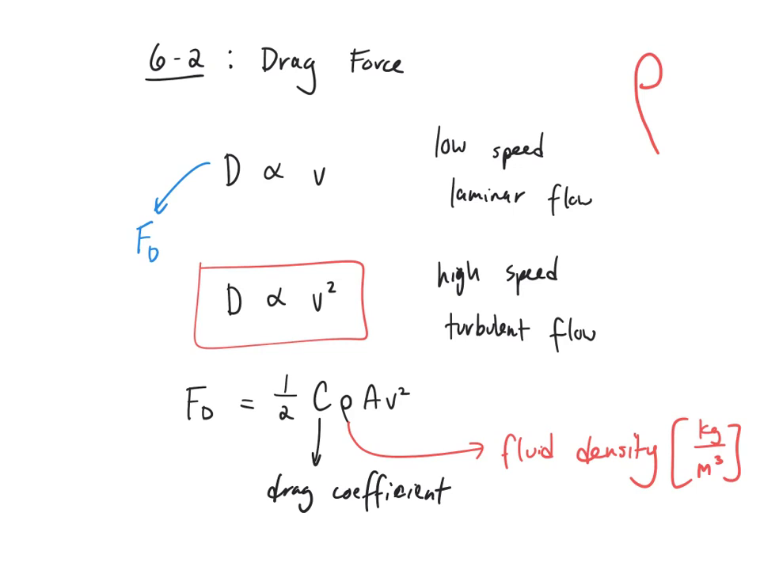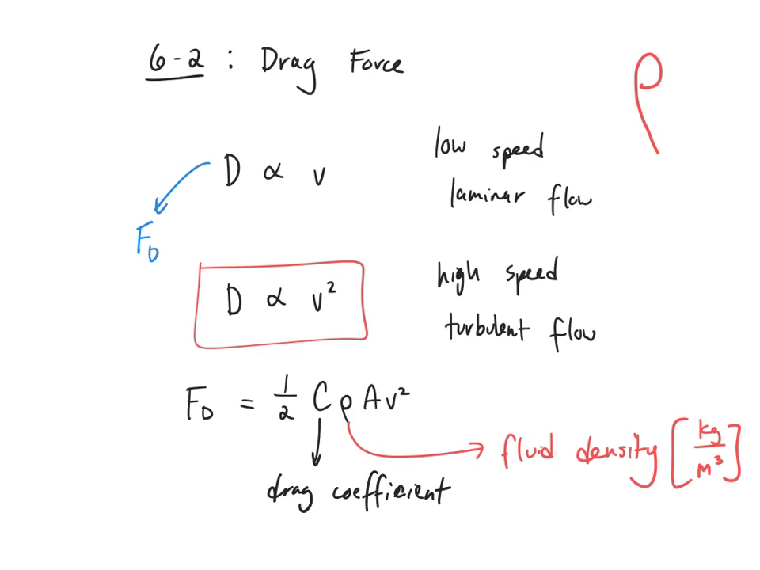I forget if C has units, but we can figure it out. We'll figure out if C has units based on dimensional analysis. A is the... Now, the book calls it the effective cross-sectional area. Why do they use the phrase effective?